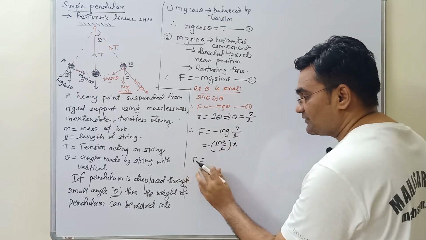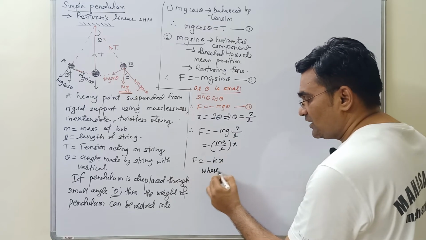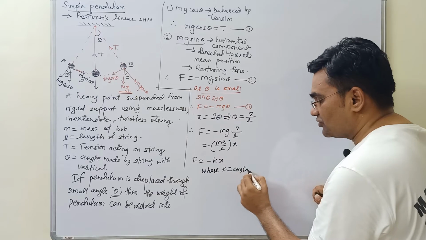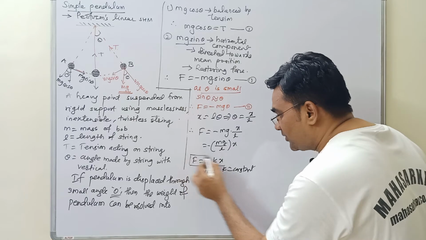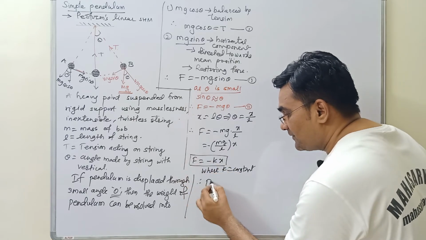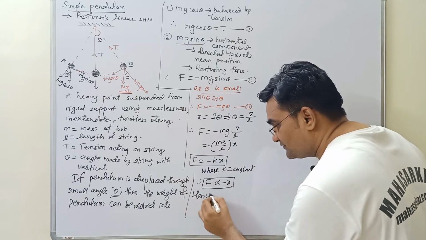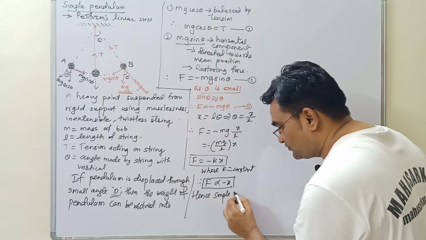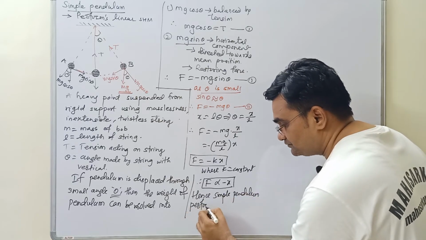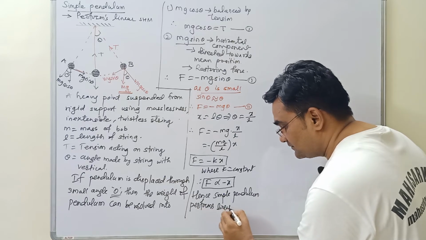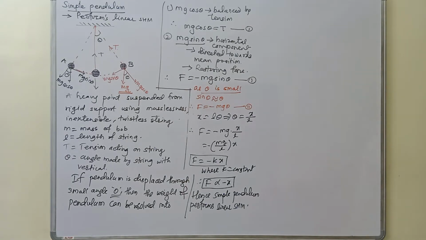So F equal to minus k into x, where k can be what? A constant. It's not the force constant here, but it can be any constant. So when F is directly proportional to minus x, I will say F is directly proportional to minus x. Hence, I can say a simple pendulum performs linear SHM. Simple pendulum performs what? Linear simple harmonic motion. Okay.